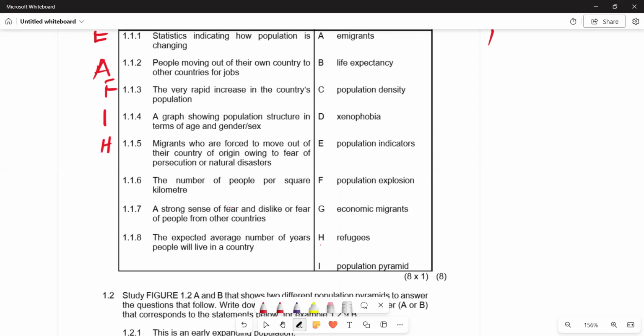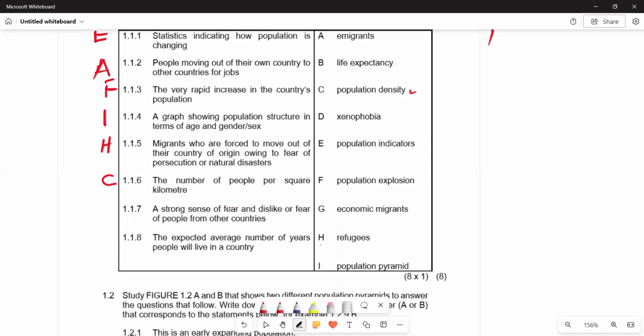And you go to 1.1.6, which says the number of people per square kilometer. We can look again to see which term matches that explanation. You see that it is population density. Population density really explains the number of people per square kilometer. So population density is C. We have got C here.